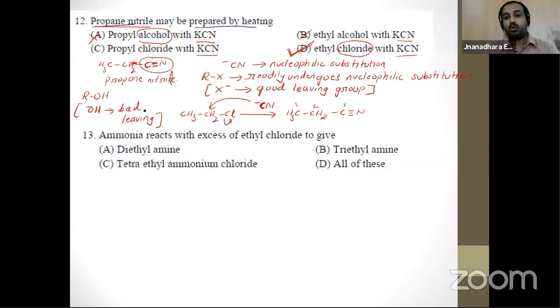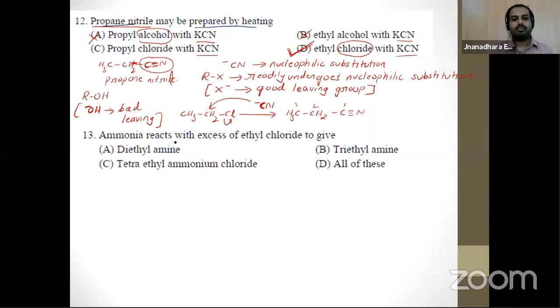But if you have to carry out nucleophilic substitution of alcohol, you can do it by converting OH minus, a bad leaving group, into a good leaving group like water. Then you can carry out the nucleophilic substitution reaction. Okay, keep that in mind.